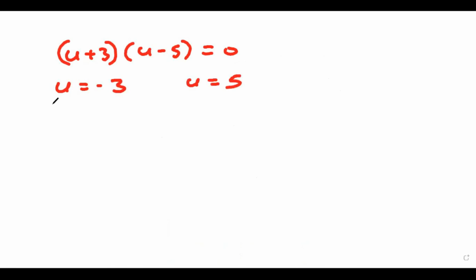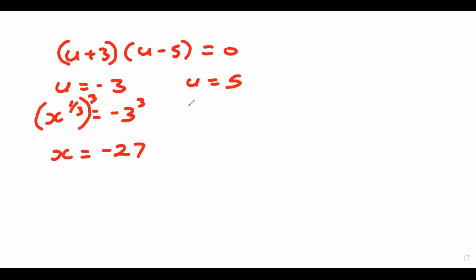And again, remember our substitution was that u was equal to x to the 1/3. And we want to find x by itself, so that means we're cubing both sides. So x is equal to negative 27. Likewise, we're cubing this side. That means x is equal to 125.